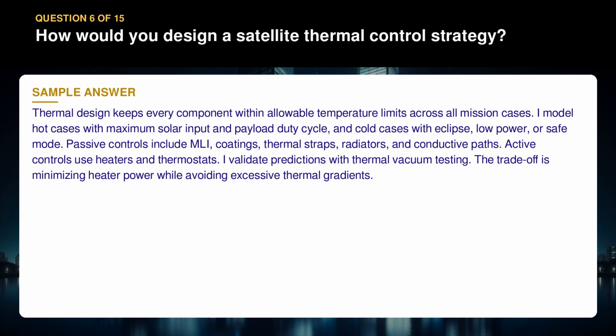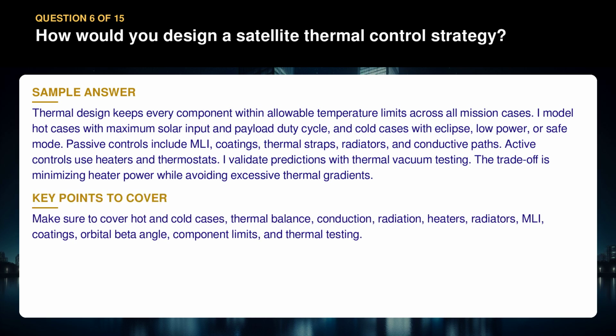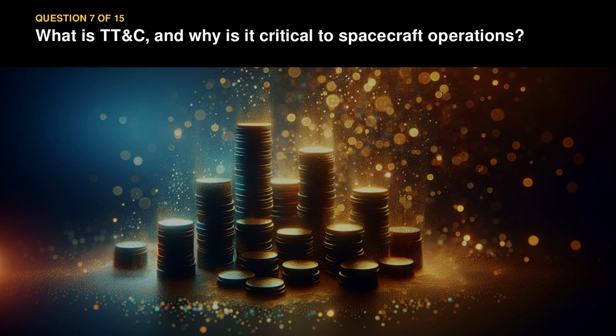Active controls use heaters and thermostats. I validate predictions with thermal vacuum testing. The trade-off is minimizing heater power while avoiding excessive thermal gradients. Make sure to cover hot and cold cases, thermal balance, conduction, radiation, heaters, radiators, MLI, coatings, orbital beta angle, component limits, and thermal testing.